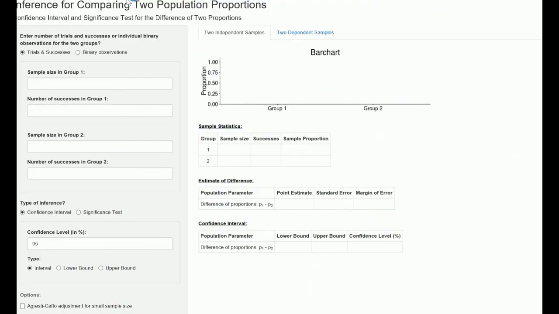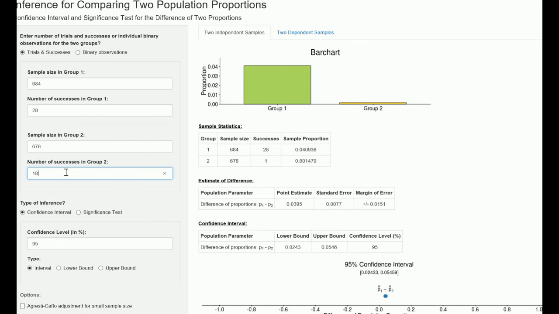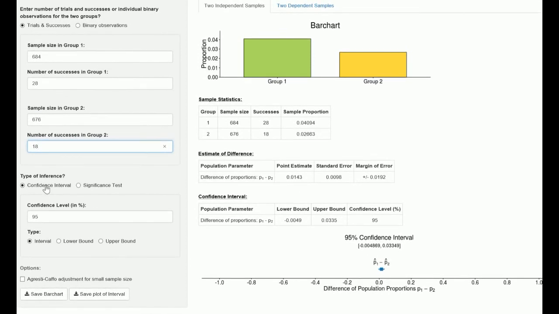If we're interested in using that web app for comparing two groups, we can do this as well. So here we have trials and successes or binary observations. We fortunately have the summary information, so we don't have to enter over 1,200 individual observations. So for group 1, remember that was a placebo group, we had 684 observations with 28 successes. In group 2, we had 676 observations and only 18 successes. And the question was, accounting for sample size, so comparing proportions, do we have a roughly equivalent number of successes between the two groups? So first we're going to do a confidence interval.